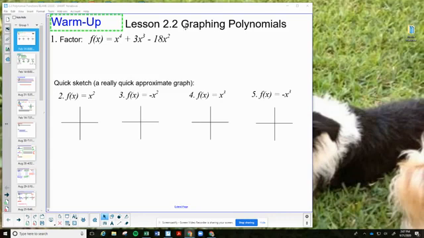Okay, so this is our first lesson in 2.2 graphing polynomials. Here's your warm-up. Pause your screen and quickly do these. So, factoring and very, very quick sketches.